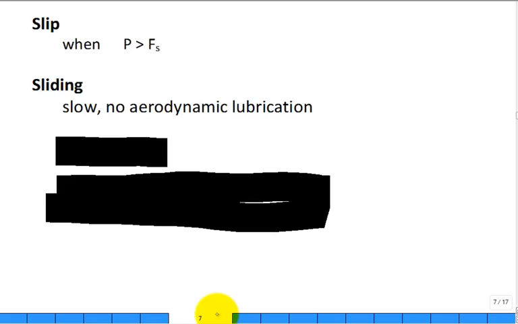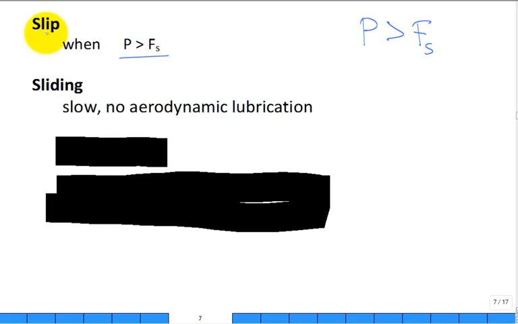Well, what happens if P is greater than the limiting frictional force? Then you're going to get slip. And that's one of our motions. We're going to talk about slipping and tipping of objects. And slipping is when that's true.